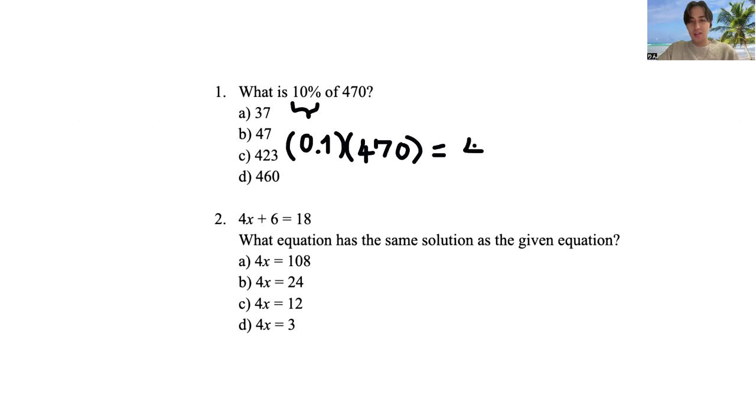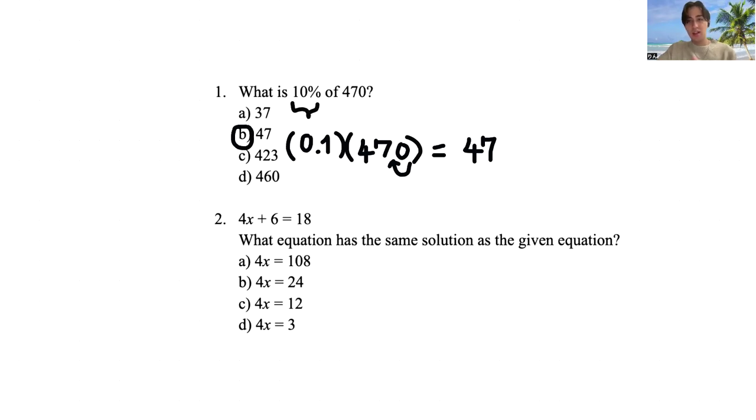which will give you 47. When you're multiplying a number by 0.1, you're literally only moving the decimal place one spot to the left. If you're multiplying by 10, you'll be moving one spot to the right. And let's say if it's 0.01, then you'll be moving 2 spots to the left. And if you're multiplying by 100, then that is 2 spots to the right. In this case, it's 0.1, so it's only one decimal place to the left. And your answer is B, 47.